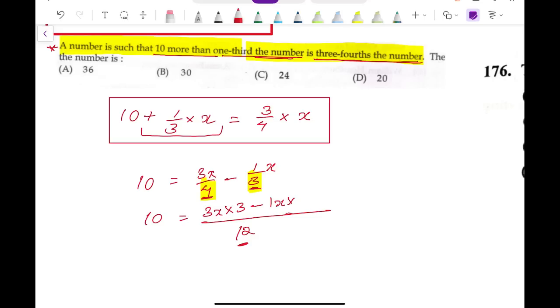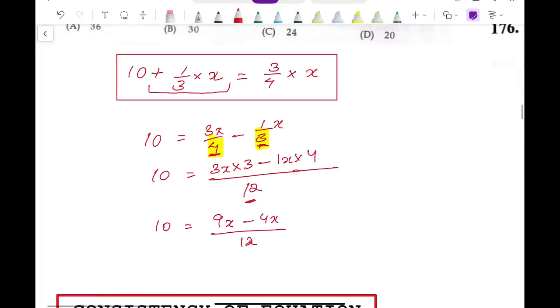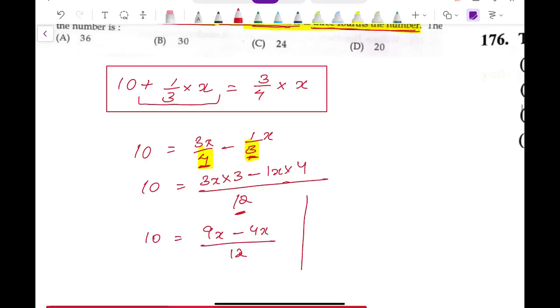That means 3 times how much is the LCM? 3 times 4. So you multiply correspondingly. Now then it is equal to, 3 3s are 9, 9x minus 4x divided by 12. 9x minus 4x is how much? 10 is equal to 9x minus 4x, which is 5x divided by 12. If I transfer this 12 to the other side, it will be 10 into 12 is equal to 5x.